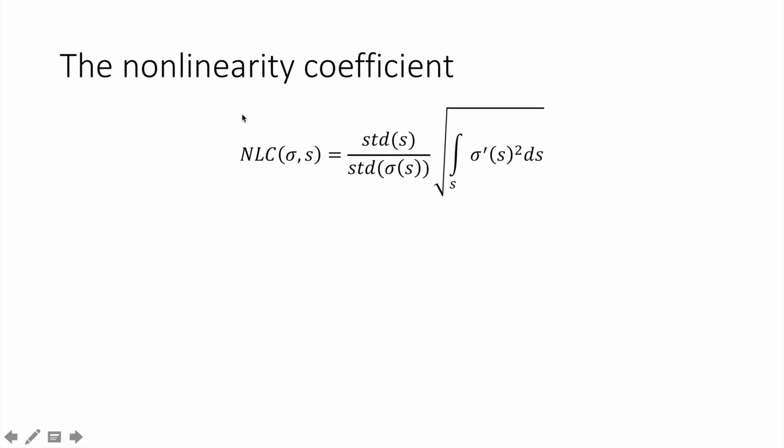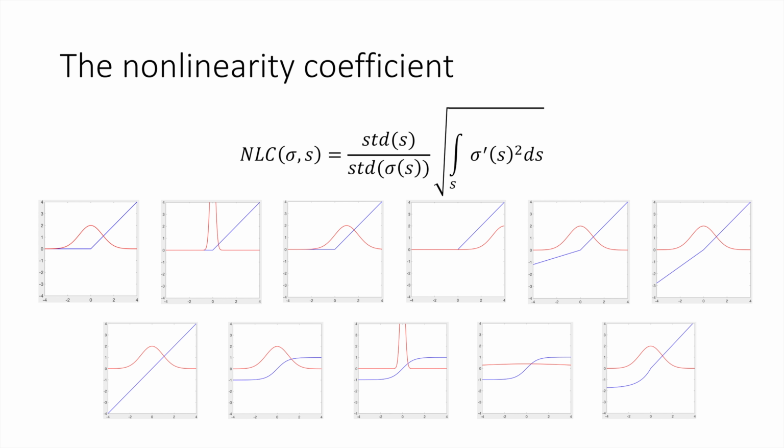We introduce the nonlinearity coefficient, NLC, of a one-dimensional nonlinearity operation sigma and a real-valued random variable S. S represents the distribution of activations that are fed into the nonlinearity. It is induced by the distribution over data inputs. The NLC is the root of the expected square gradient, normalized by the ratio of the standard deviation of the activations before the nonlinearity and after the nonlinearity. The nonlinearity coefficient is a measure of how quote-unquote nonlinear a nonlinearity is for a given set of incoming activations.